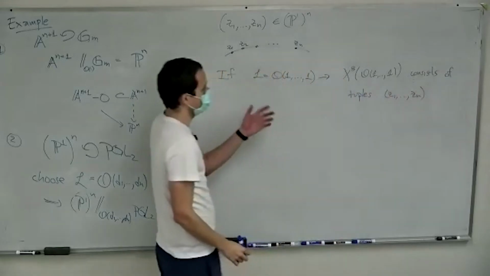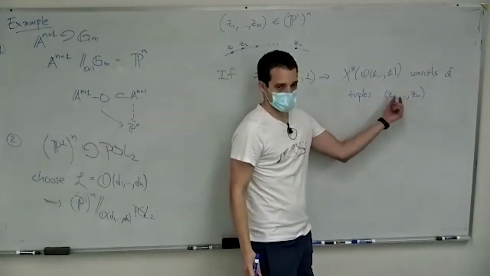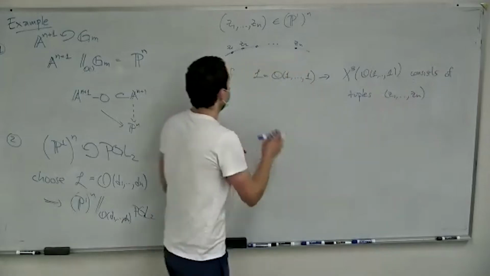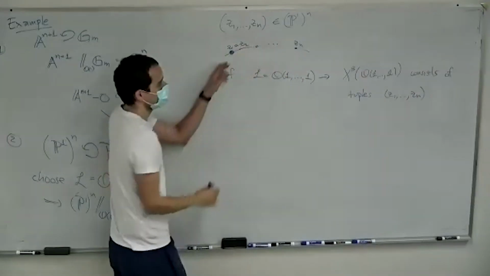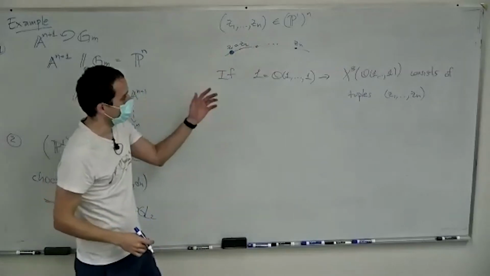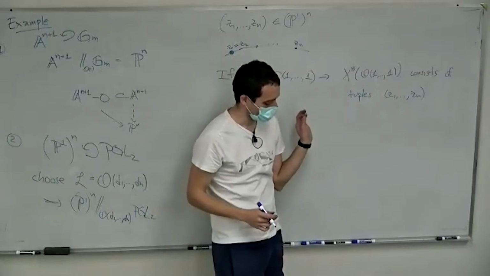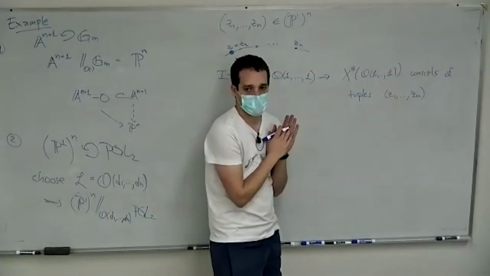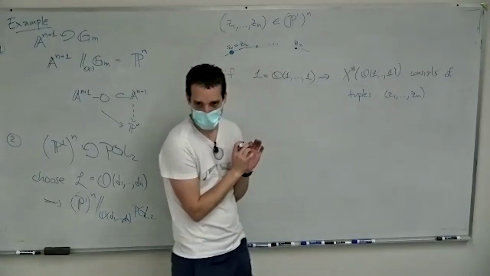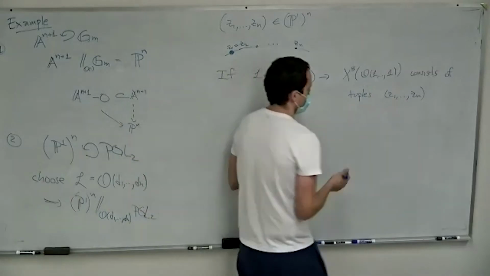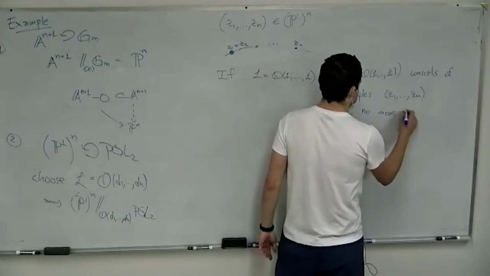But there's a condition that maybe some of them can coincide. Maybe you could have, say, Z1 and Z2 being the same. But if you have chosen this linearization, then no more than half of the points can coincide. That's what it's telling you.